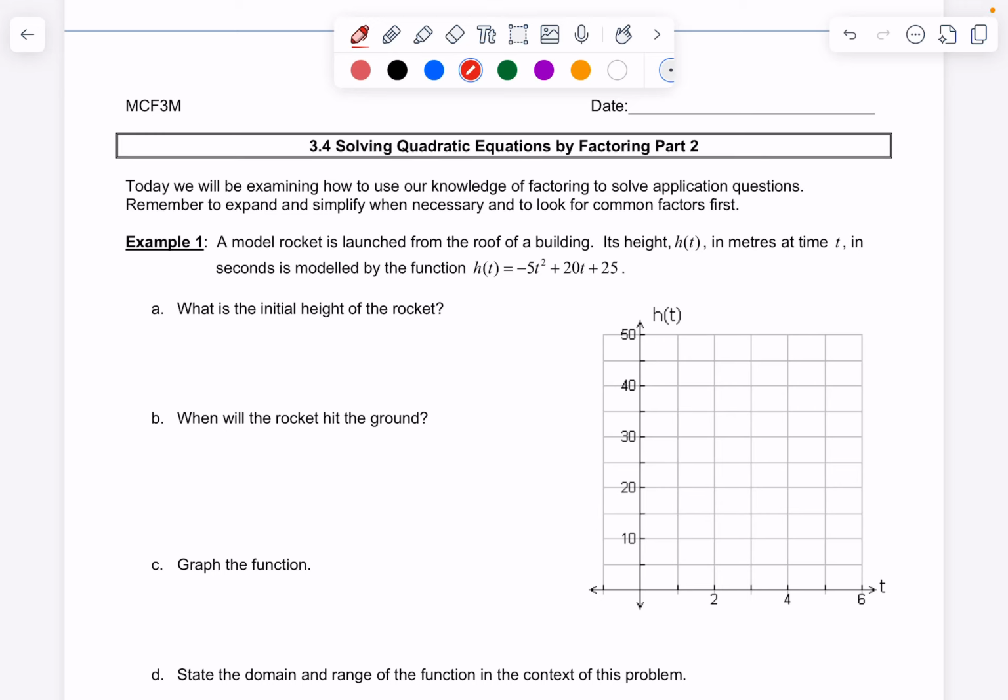Okay, so today's lesson 3.4, solving quadratic equations by factoring part 2. If you want to put a note here just so it's easier for you to find, part 2, really we're doing a lot of word problems today, okay?